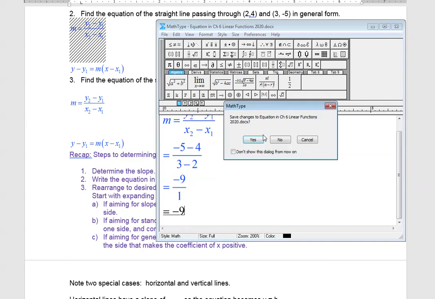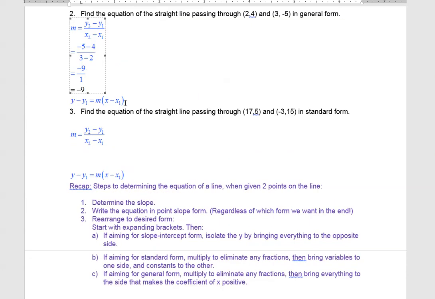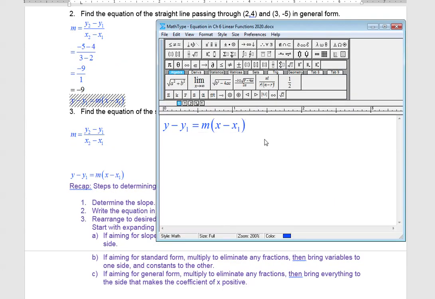Minus 9, an integer. So now we plug that into our equation of our line. So y minus y1. It doesn't matter which one we pick for y1, but then we're going to stick with that. So I'm going to use the first point, y minus 4, equals, well, our m we said was minus 9, and then x minus, so since we picked the 4 for our y, we have to pick the corresponding x, so the 2.